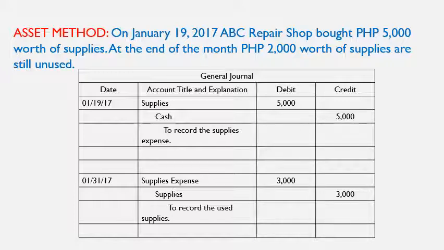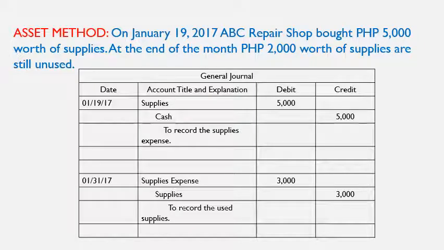So, at the end of the month, 2,000 worth of supplies are still unused. So, paano niyo siya i-adjust using asset method? Take note, in asset method, you will record the amount used. Take note ulit ha. In asset method, you will record the amount used. Kung ano yung value or ilan yung value na nagamit. Okay?